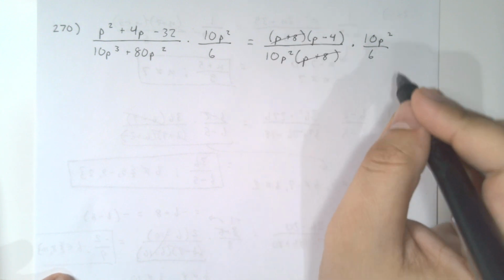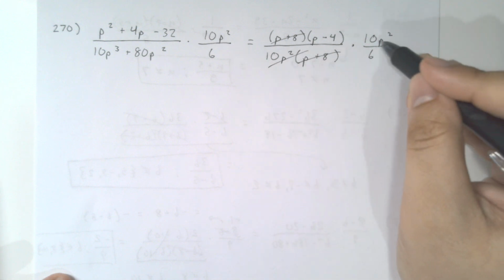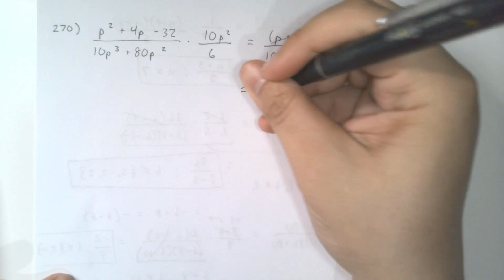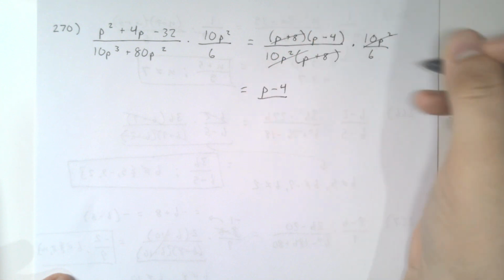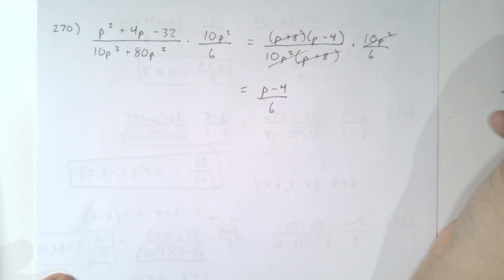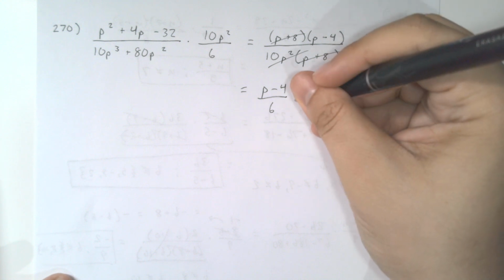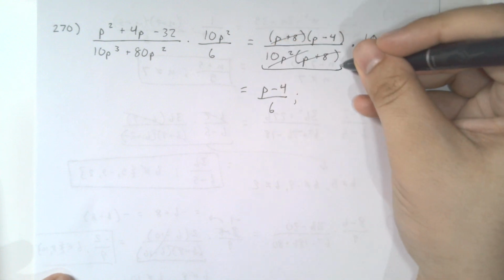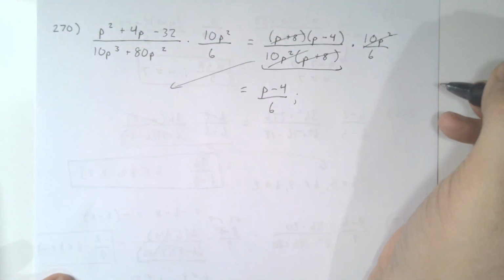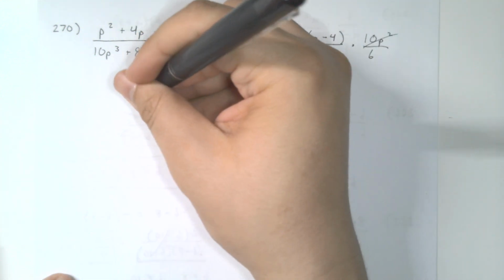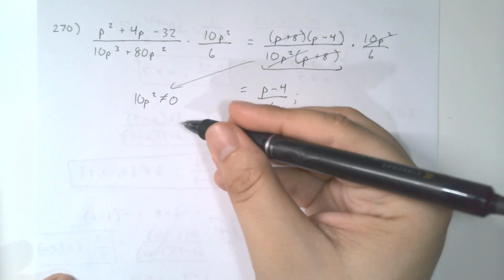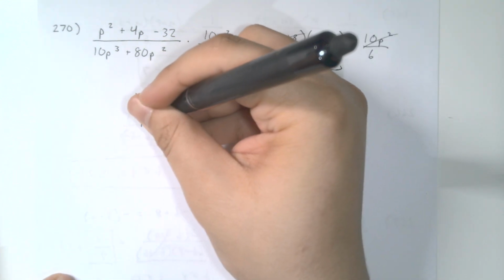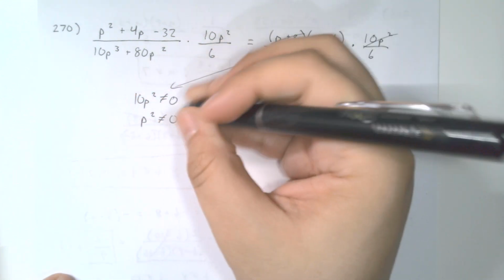The p plus 8s go away, and the 10p squareds go away. And that means all we have left is this p minus 4 divided by 6. And now we just want to check for our excluded values. Taking all of this, because we only care about the bottom, we don't want to divide by 0, we have that 10p squared can't be equal to 0. Dividing by 10 on both sides of that, that means that p squared can't be equal to 0.